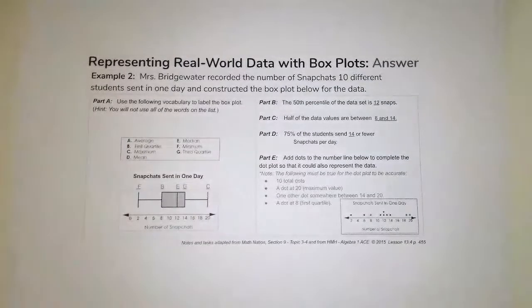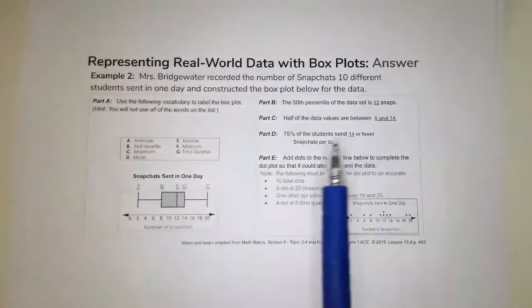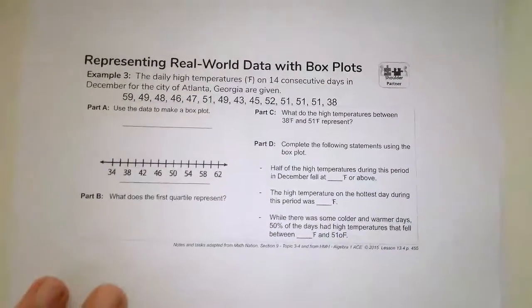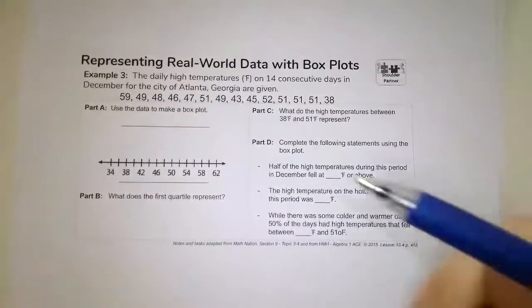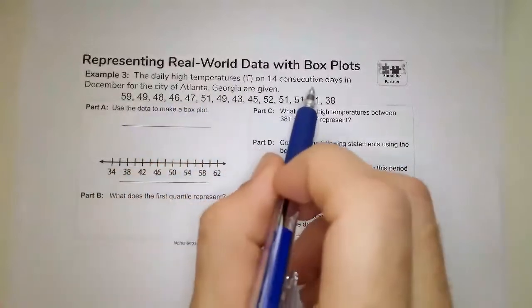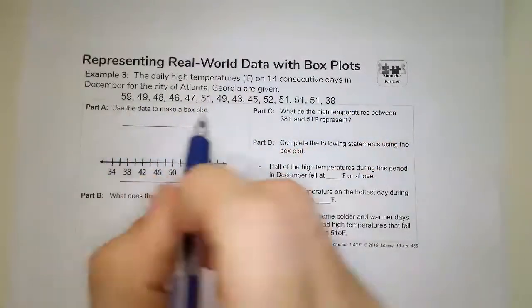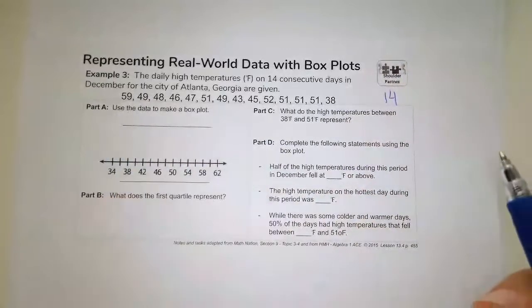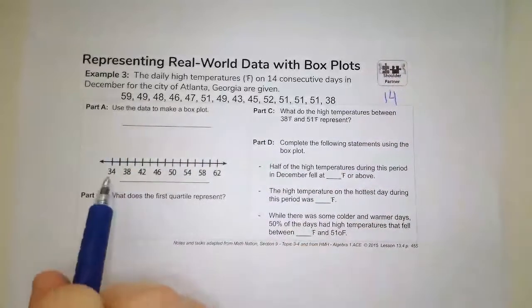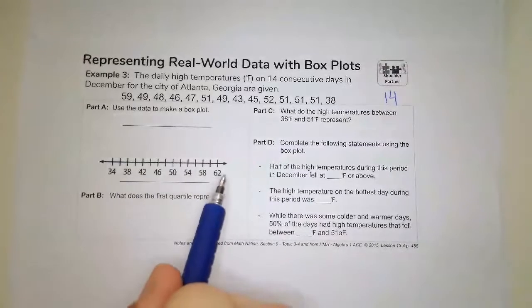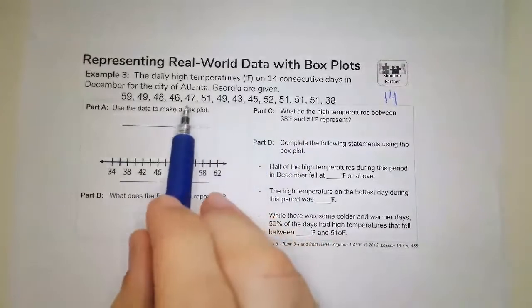Okay. So this one, it gives you the box plot already. So it gives us a bunch of data. It's saying the daily high temperatures in 14 consecutive days. So there's 14 data points, and they're not in order. We're going to need to put them in order. Thankfully, it kind of already does it right here.